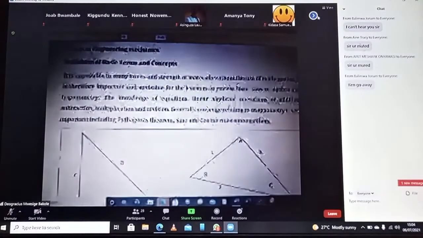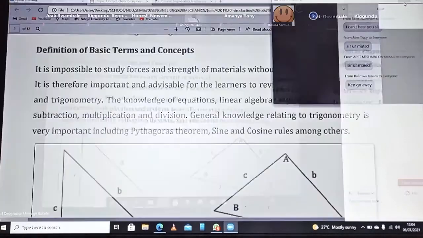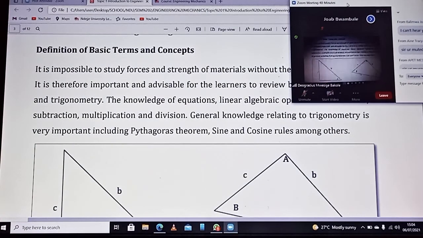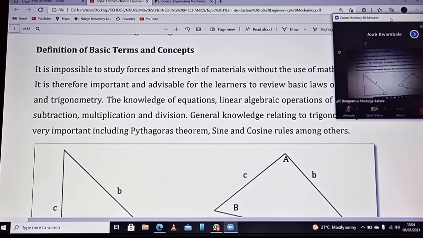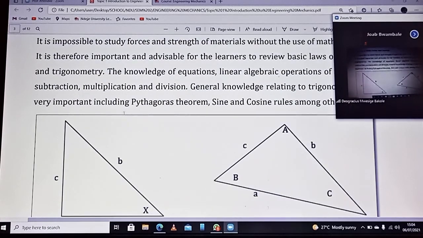So even as we want to study the behavior of materials, under the engineering field, we call it strength of materials, we will study about materials' response to external forces.